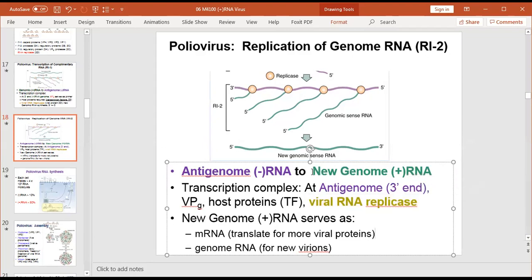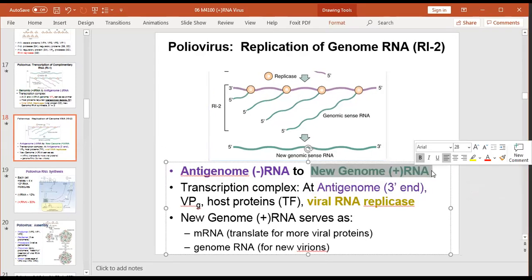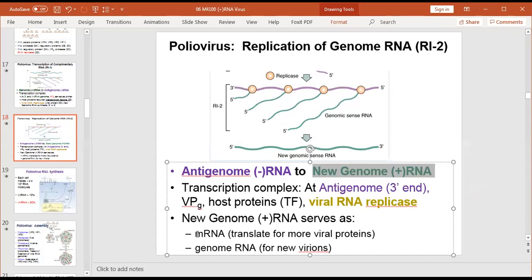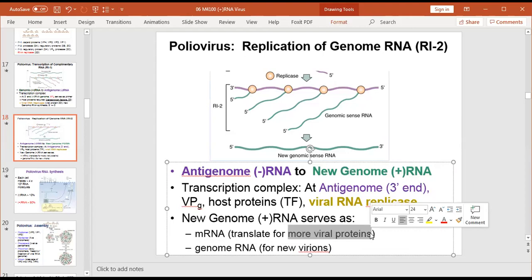This newly synthesized positive strand RNA genome serves two things. Number one, I initially mentioned that these positive RNAs can serve as messenger RNA. So this can be translated into one single protein, and then that will be cleaved. So we make more viral proteins, both structural and those enzymes required for viral replication.